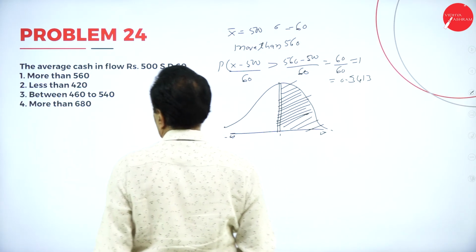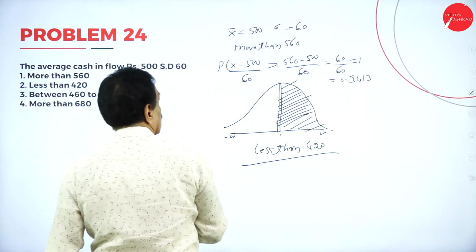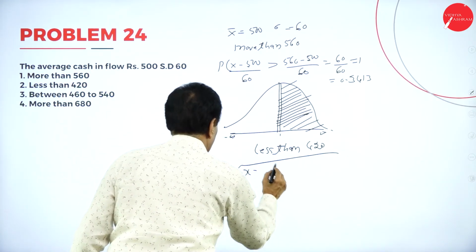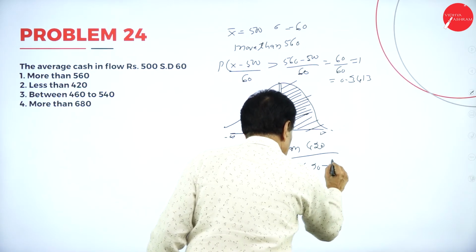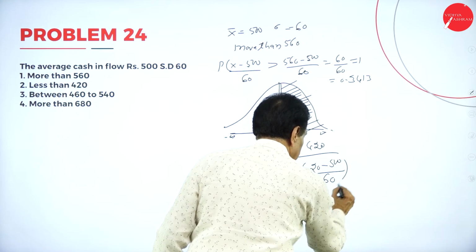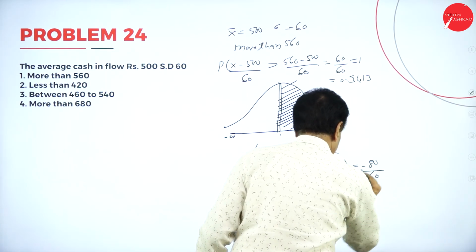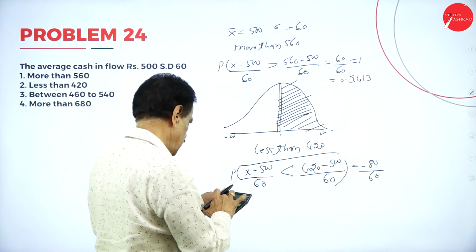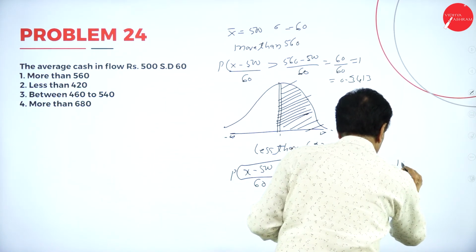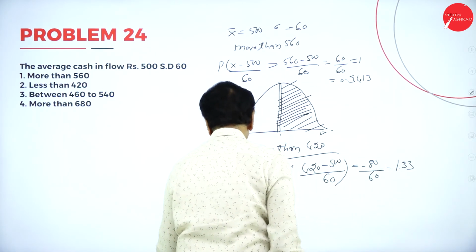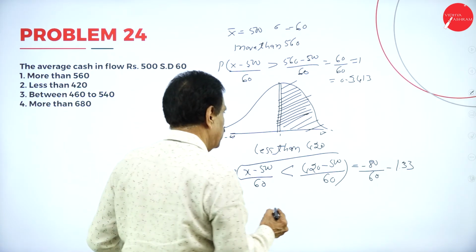Less than 420. So P of x minus 500 divided by 60 less than 420 minus 500 divided by 60. So 420 minus 500 is minus 80 divided by 60, which is minus 1.33. The value for 1.33 is 0.4082.